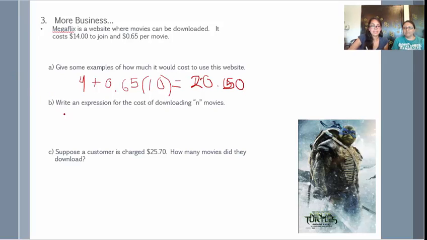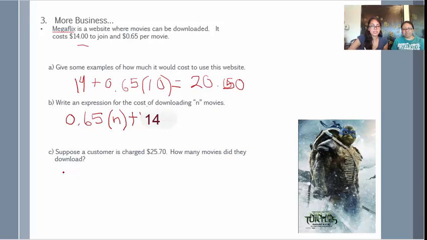Okay. Now it says, write an expression for the cost of downloading N movies. So if we want to download N number of movies, we would do how much per movie, which is 65 cents per movie. We want N number. And we cannot forget the fixed cost, which is 14. Okay, that's your expression. Sorry, I made a mistake here. It's supposed to be 14.